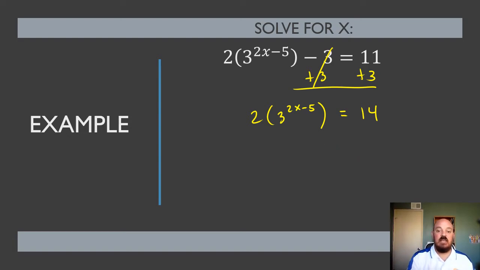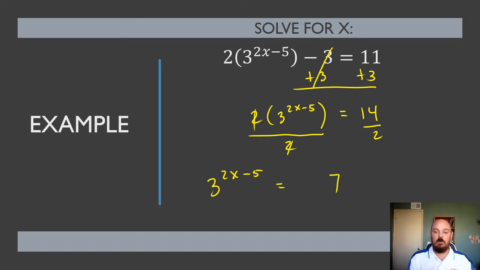What we want to do instead is get rid of the 2 by dividing. If you have a 2 in front of your exponential function and you want it gone, just divide both sides by 2. So now I have 3 to the 2x minus 5 equals 7.